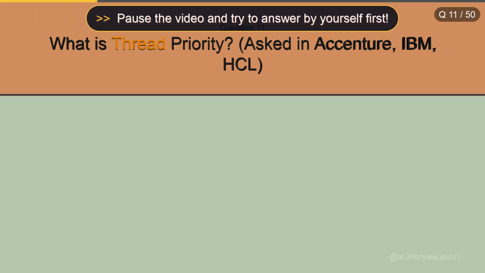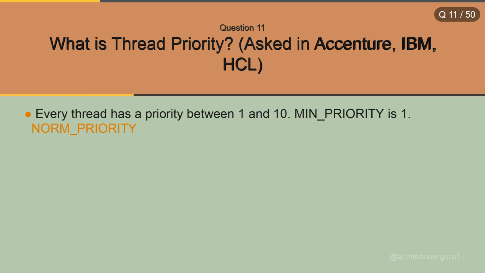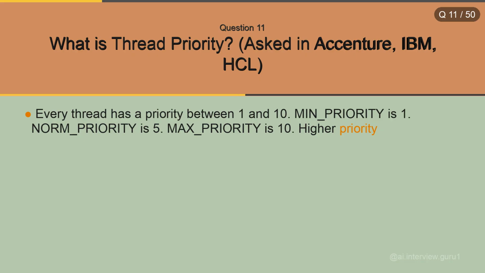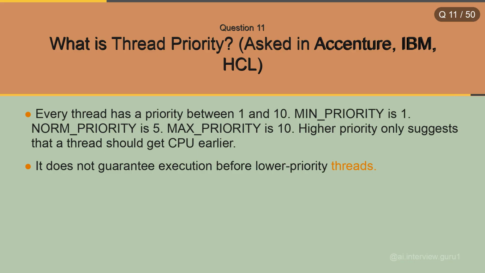What is thread priority? Every thread has a priority between 1 and 10. Min priority is 1. Norm priority is 5. Max priority is 10. Higher priority only suggests that a thread should get CPU earlier. It does not guarantee execution before lower priority threads.